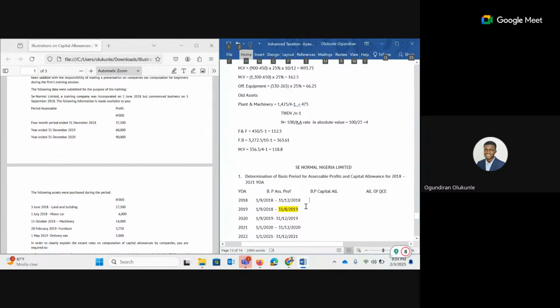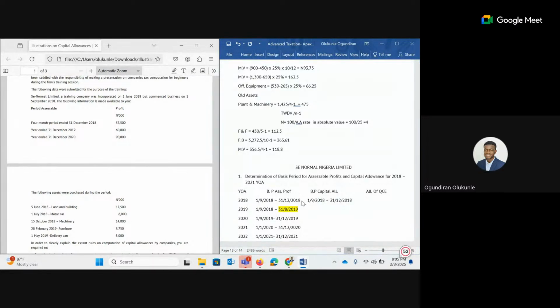If that's clear, what we need to do in that case is that you start immediately the basis period starts, right? Don't forget that in this basis period for assessable profit, you can see some overlaps, right? Do you understand? So now you start that same day. 1/9/2018 to 31/12/2018. Now, please pay attention.